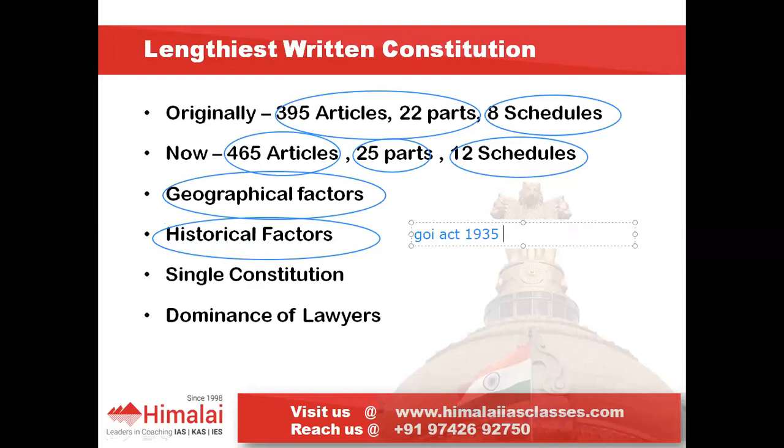Then another important factor which has contributed to the bulkiness is the single constitution for states as well as the centre. If you take, for example, the United States, there are two levels of government, as we have in India, which is known as federalism. There is a separate constitution in the United States, one for the central government and another for the state governments. But in India, we have a single constitution, which is the source of power for both the union and state governments.